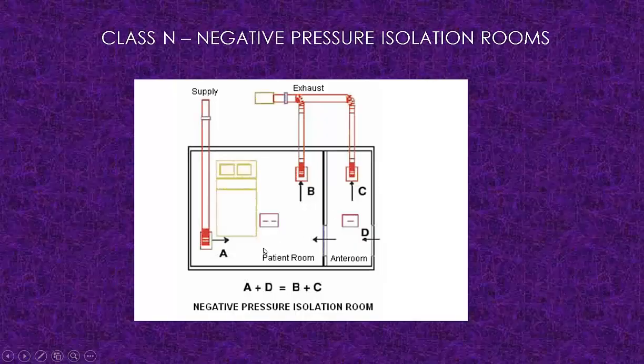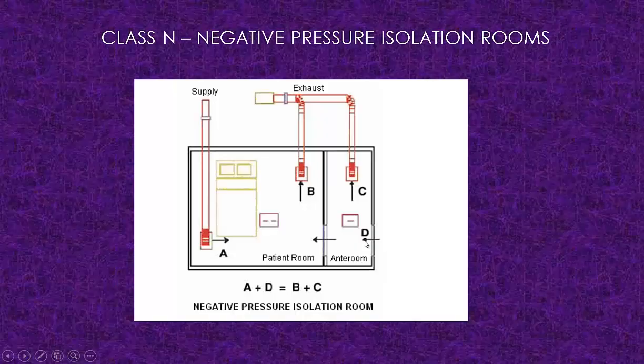Now we can create negative pressure. Here you see double minus means negative pressure, more negative, and this is an enter room, which acts as an airlock, a room between the patient room and the main corridor. We can supply air A to this patient room, and we can also supply D air.